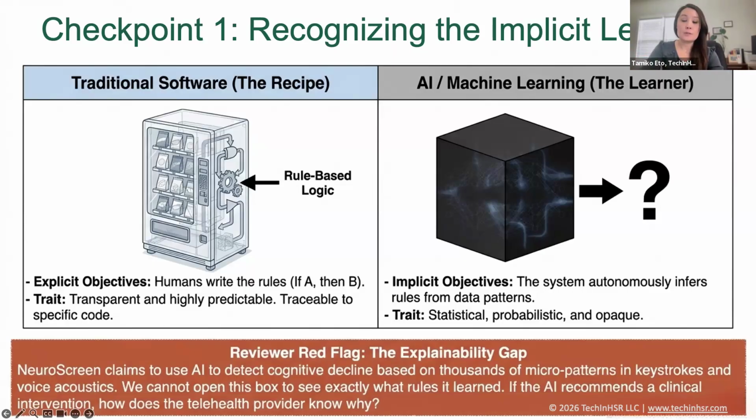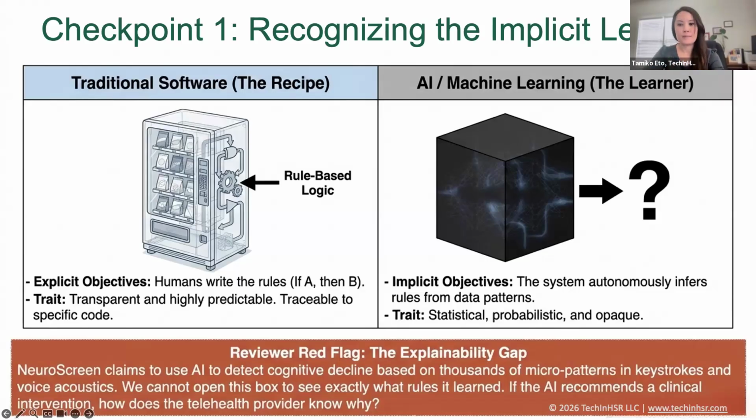So NeuroScreen, our case study, is unambiguously this one on the right, the learner. It's analyzing thousands of microbehavioral signals, keystroke timing, audio patterns, speech rhythms, to generate neurological risk scores. There's no human who wrote the rules for what specific combinations of keystroke patterns predict cognitive decline. The model learned that from its training data.